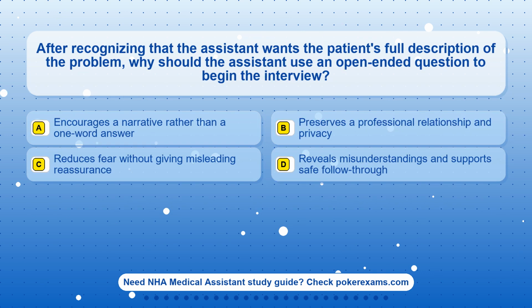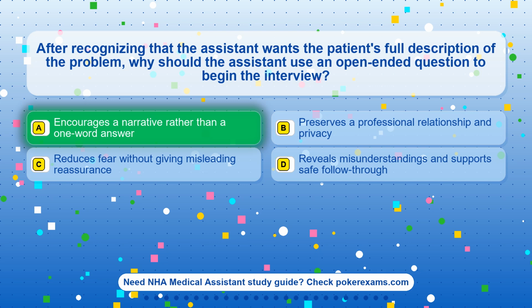Question 8. After recognizing that the assistant wants the patient's full description of the problem, why should the assistant use an open-ended question to begin the interview? Option A. Encourages a narrative rather than a one-word answer. Option B. Preserves a professional relationship and privacy. Option C. Reduces fear without giving misleading reassurance. Option D. Reveals misunderstandings and supports safe follow-through.